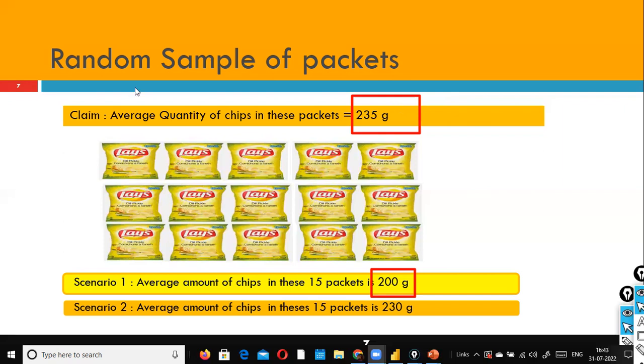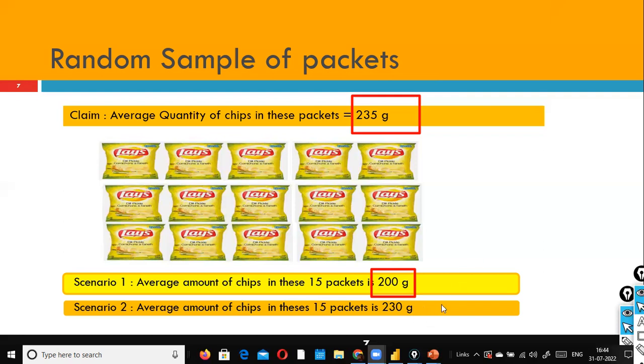Hence, we cannot say that I'm going to reject the statement made by the manufacturer. Here, the assumption was the statement made by the company or the manufacturer, so we are hypothesizing based on the value that was printed on top of the packets. We mentioned 235. We are assuming that each packet will have on average 235 gram in it, but in scenario 2 I'm getting 230 gram.